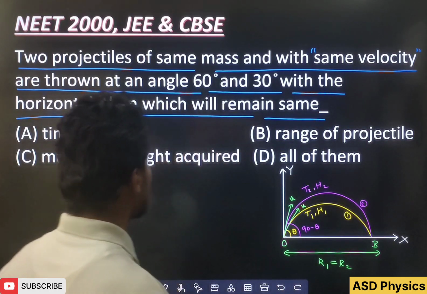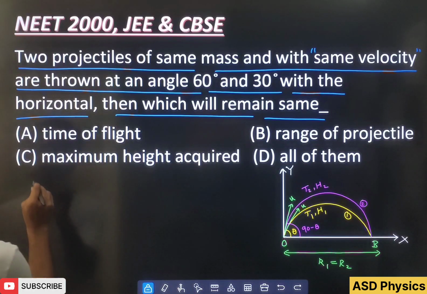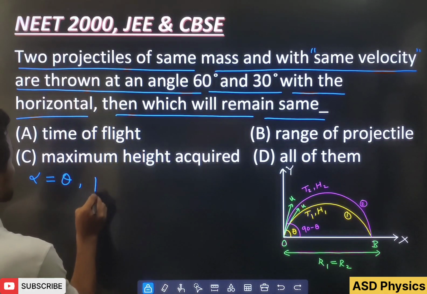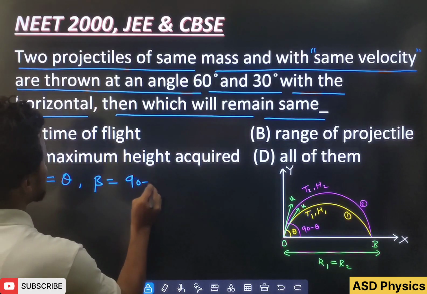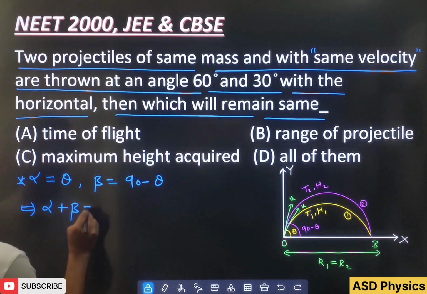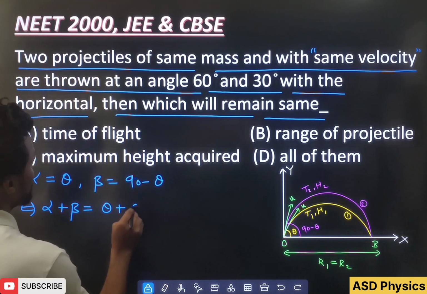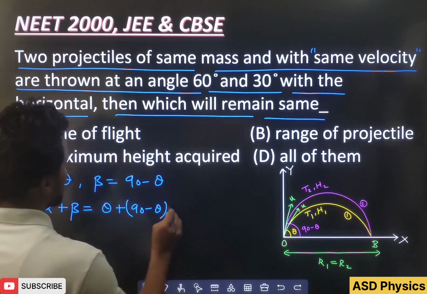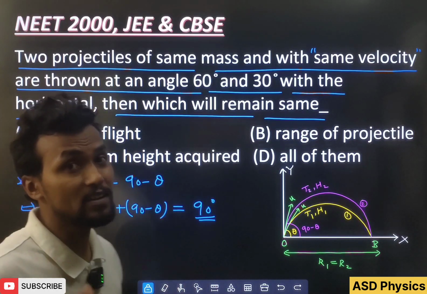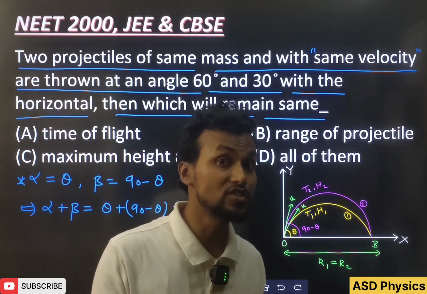Remember that. So in this situation, here you can see very well, one angle I have taken as theta, for example. The second angle is 90 minus theta. So if I take the summation, alpha plus beta, how much will come? Kindly see, theta plus 90 minus theta. What is coming here? It is coming 90 degree. So whenever the sum of the angles is 90 degree, what will happen? The range will be same.